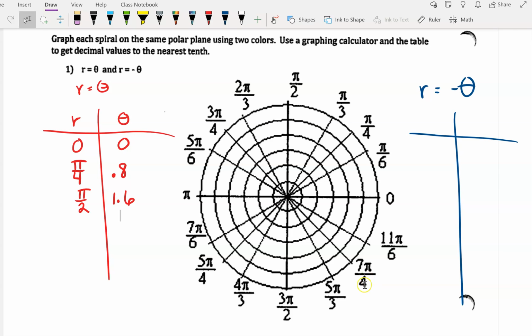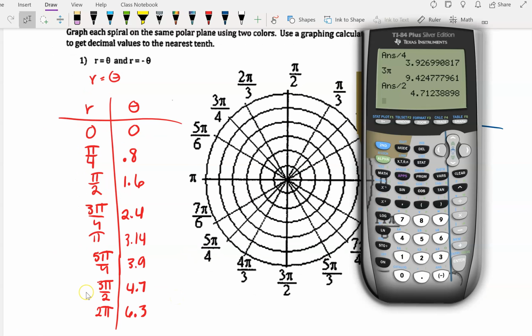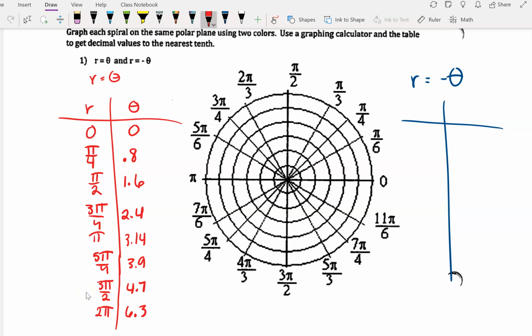And then I'm just going to pause the video and kind of fill out the table so I'm not wasting your time. Alright, so what I've got here is a bunch of different values that I plugged into my calculator, and that's going to give me a nice view of what my graph is going to look like. So I'm going to have my first point at 0, 0.